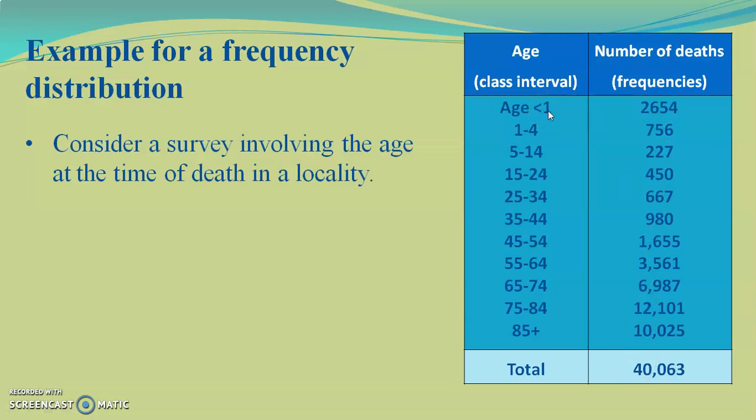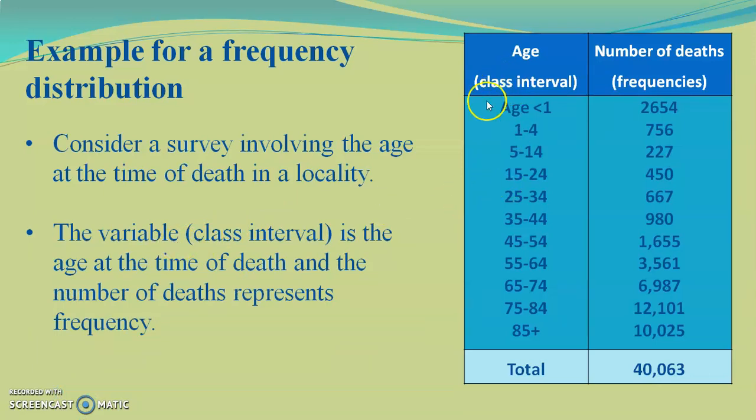Under the age 1, there are 2654 deaths. Means the death frequency is 2654 times under the age 1. Between the age 1 and 4, the death frequency, or the death occurs, 756 times. And between 5 and 14, a frequency of 227 deaths is seen in this example.